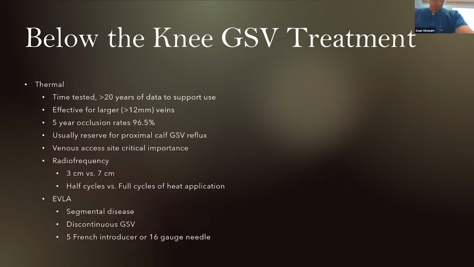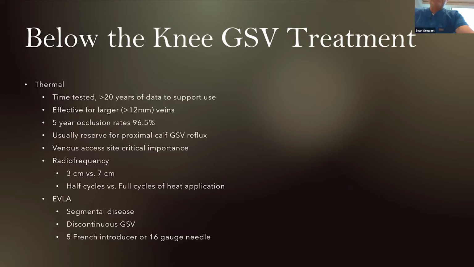For many patients, I use a 3 centimeter RF catheter to heat the most proximal part of the calf GSV, where the vessel is most dilated and where there's adequate soft tissue to minimize discomfort from giving the tumescent or subsequently heating the vein closed. Then I will foam the distal or mid GSV at the same time.